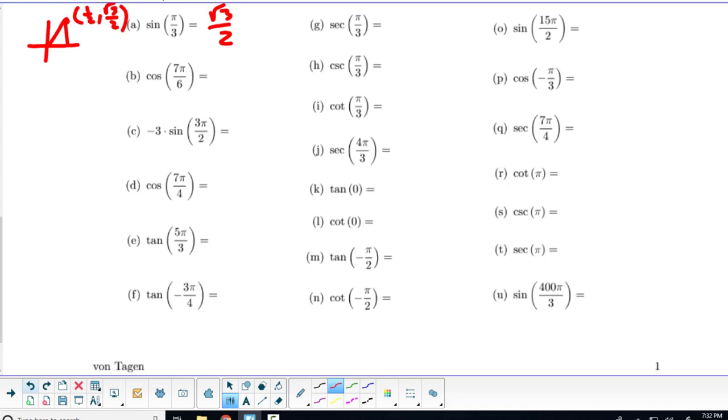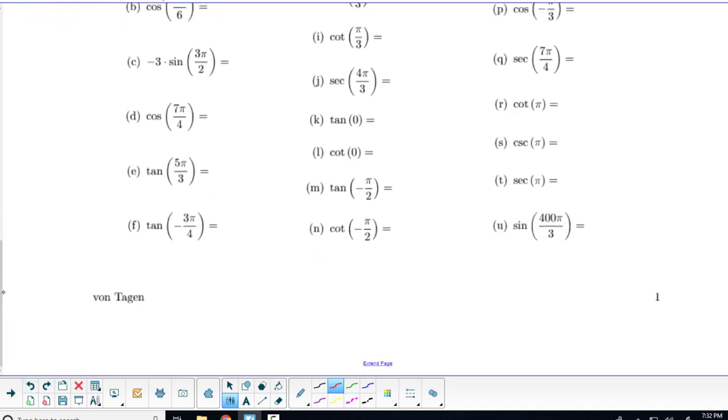Let's do a different one. Let's do the tangent of minus 3 pi over 4. Okay? First of all, minus 3 pi over 4, let's see, that's 1 pi over 4, 2 pi over 4. Minus 3 pi over 4 is over here.